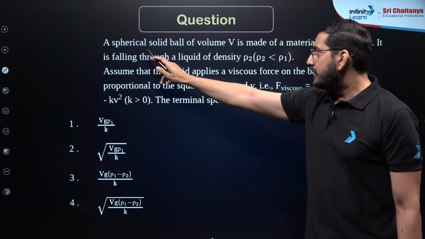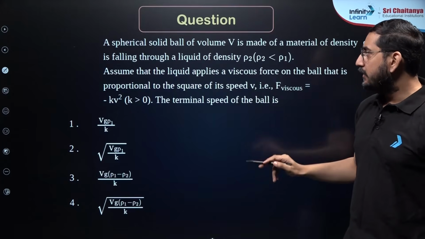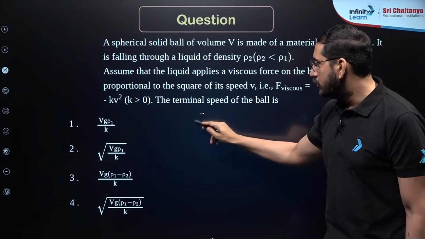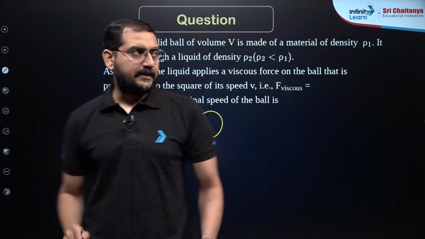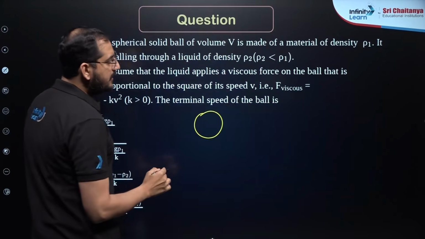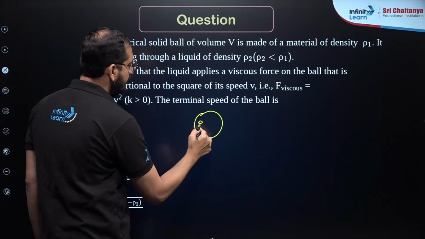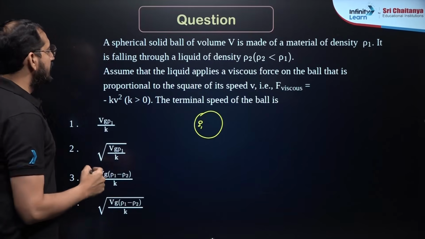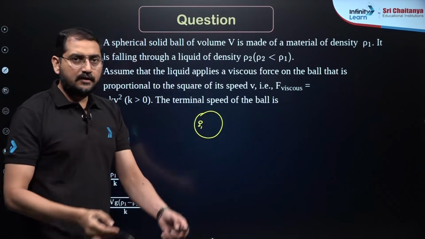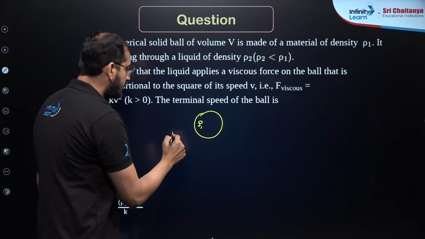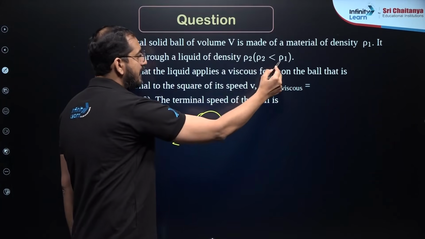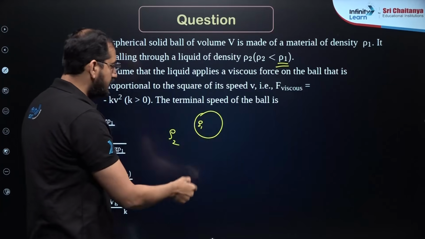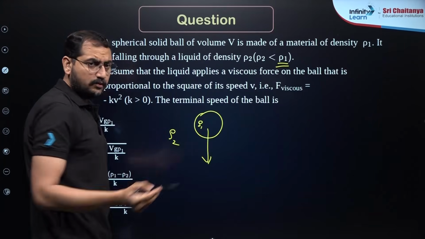So here the question says that there is a spherical solid ball. Let me draw a ball over here. The volume is given as capital V, and it is made of a material having a density ρ1. Now it is falling through a liquid, so there is a surrounding liquid. The surrounding liquid has a density of ρ2. The value of ρ1 is higher, and hence I can say that effectively it's going down.